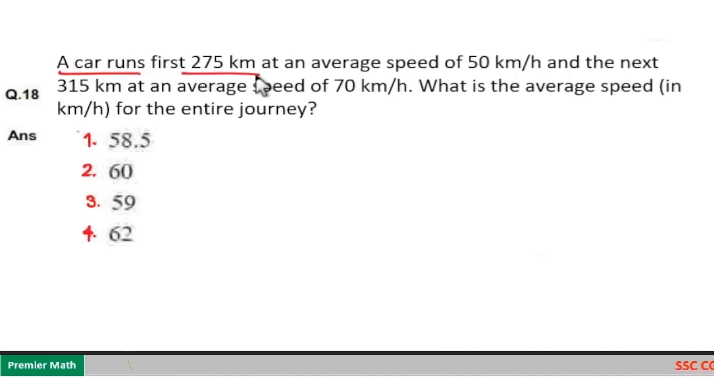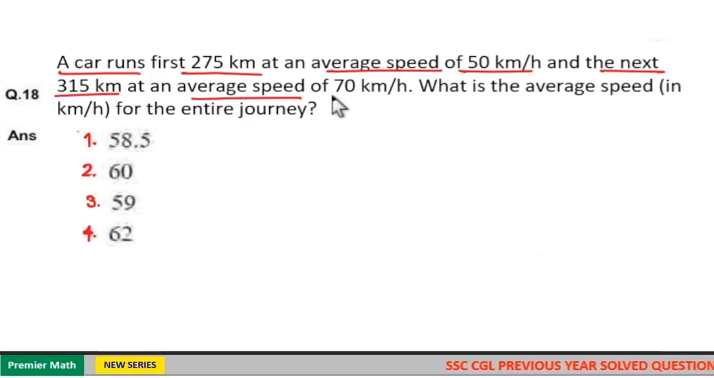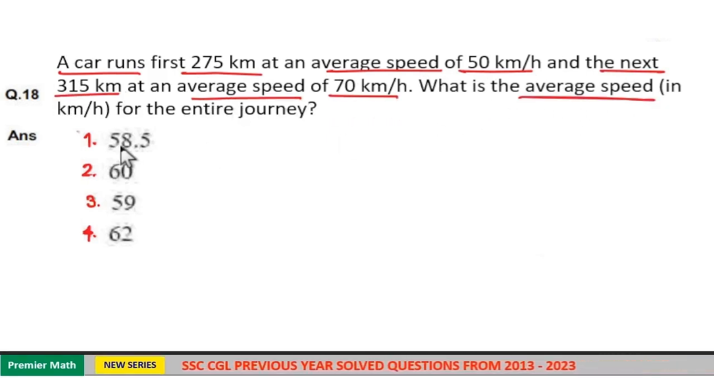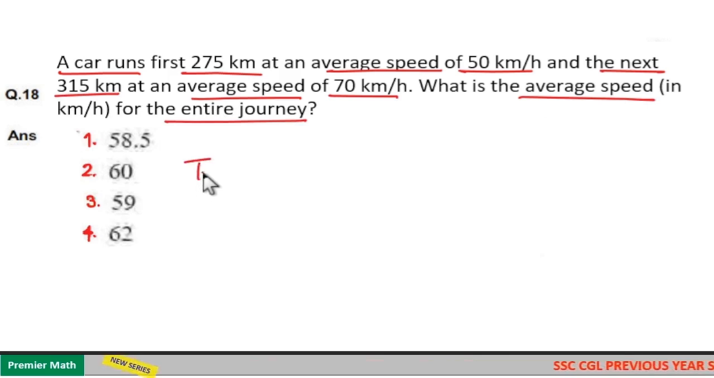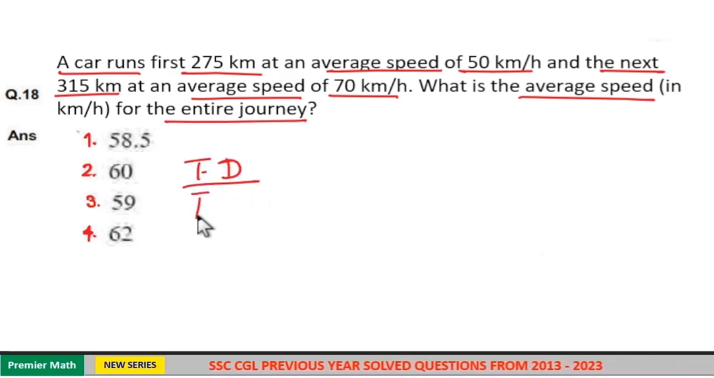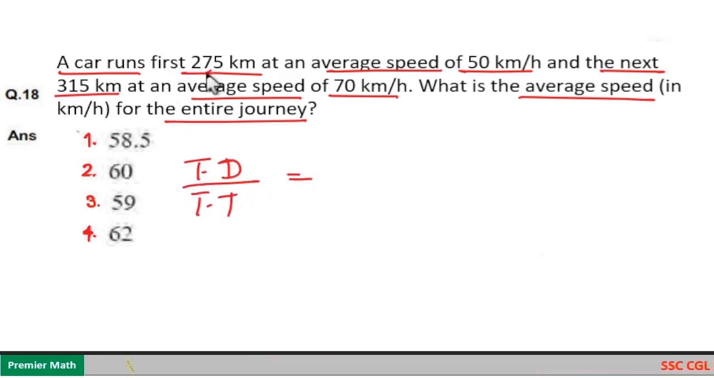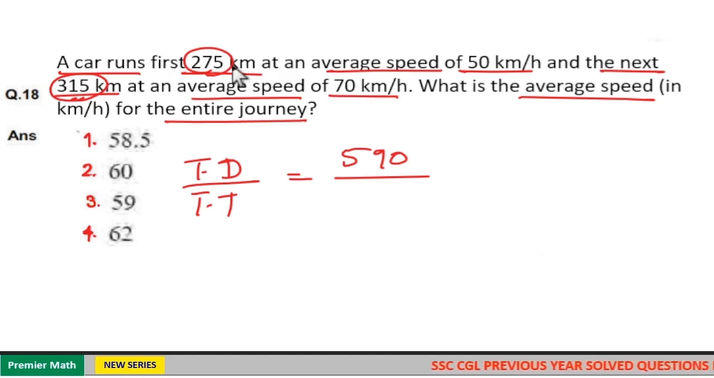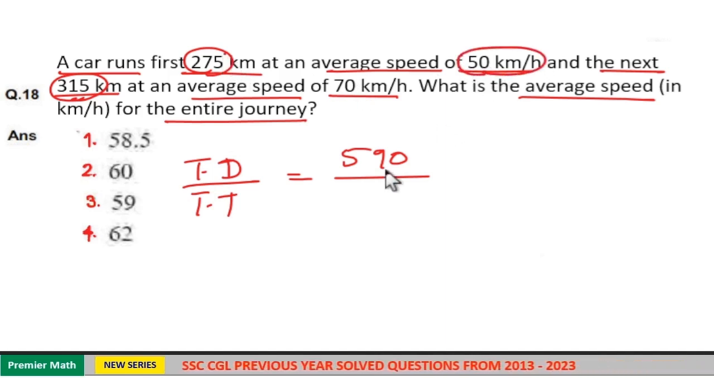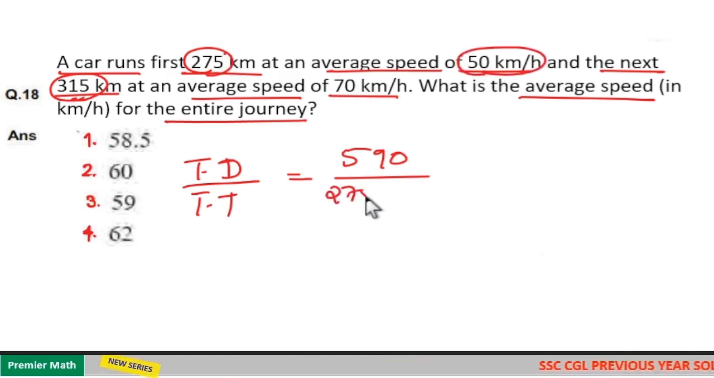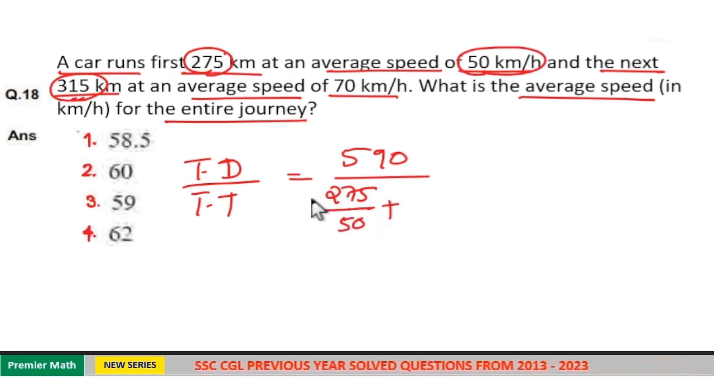A car runs first 275 km at an average speed of 50 km per hour and next 315 km at an average speed of 70 km per hour. What is the average speed for the entire journey? Average speed is total distance by total time. Total distance is 275 plus 315, which is 590. And 275 is covered at 50 km per hour, so time taken is 275 by 50 plus 315 covered at 70 km per hour.